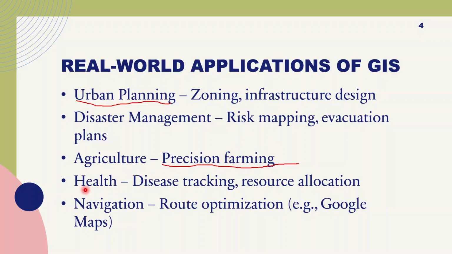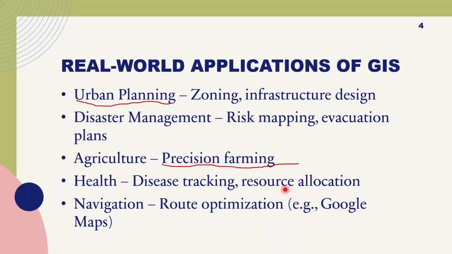Yes. And then health, like I said, we can track disease. When COVID-19 came, many people used the disease tracking device, which dealt with using GIS to know which particular place the virus is densely populated, and we can track its movement, its origination, and how we can get rid of them. And we look at the resource allocation.